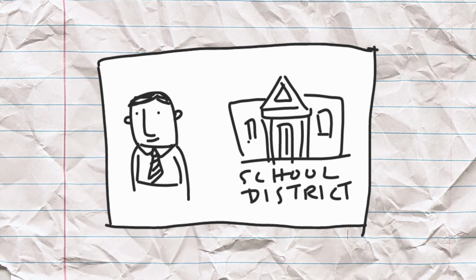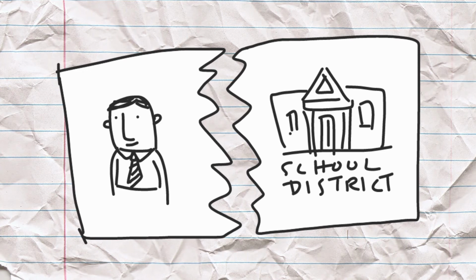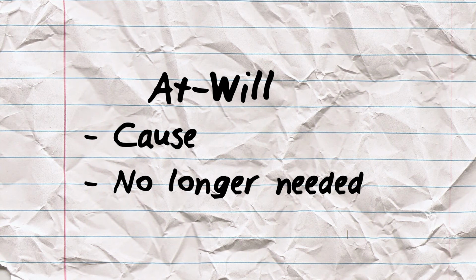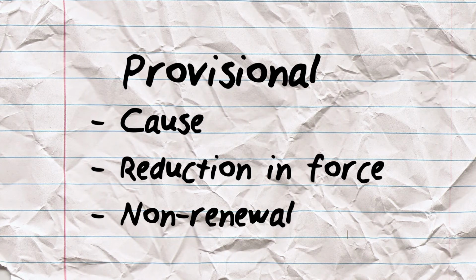There are times when the employment relationship between the district and an employee needs to be severed. The allowable reasons for termination will depend on the type of employee being terminated. At-will employees may be terminated at any time, either for cause or simply because their services are no longer needed. Provisional employees may be terminated during their one-year contract term only for cause or due to a reduction in force.